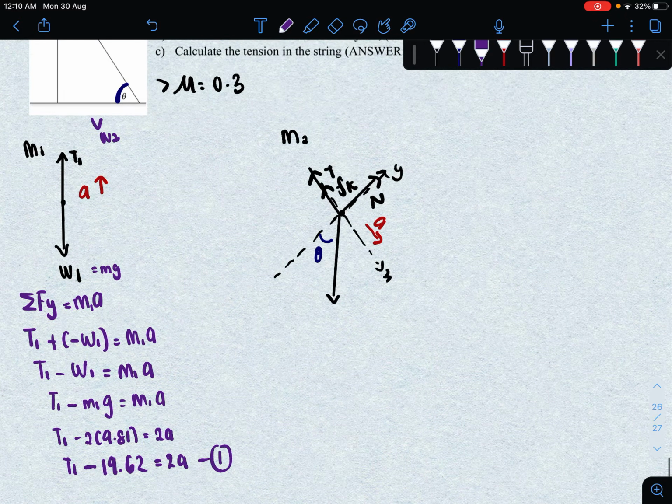Oleh sebab kita ada dua objek, dan dua-dua objek ini mempunyai acceleration yang sama, maka bila kita tak dapat cari acceleration guna objek 1, saya nak cari guna objek 2 pula. So untuk objek 2 kita ada forces along both the component. Along X ada, along Y kita ada. Therefore, kita akan ada dua summation. Summation Fy is equals to something and summation Fx is equals to something.